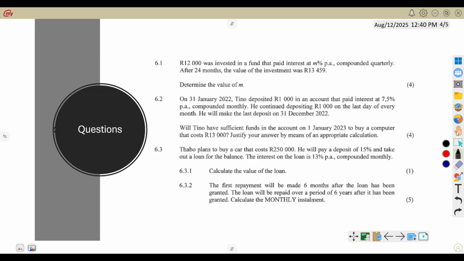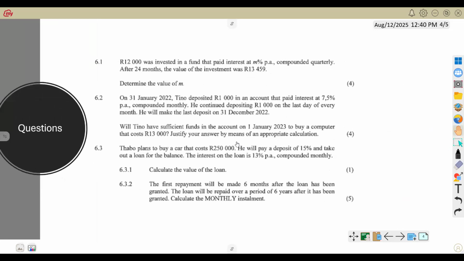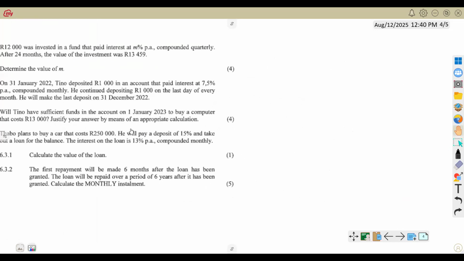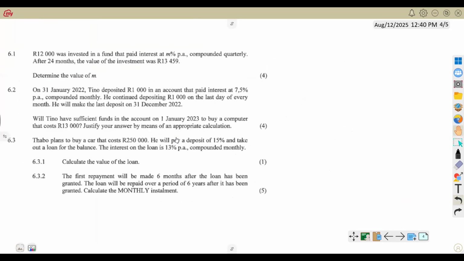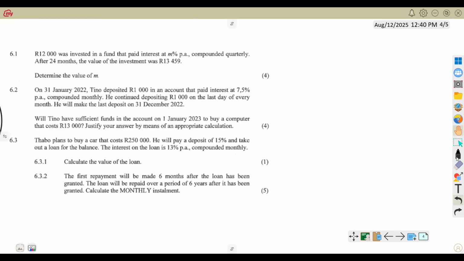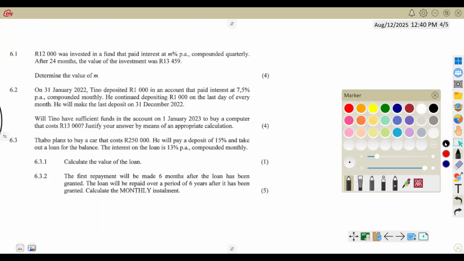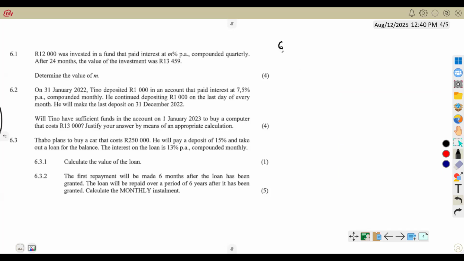Here is our question. We are going to go to question 6.1. You are given that 12,000 was invested in a fund that paid interest at this percentage compounded quarterly after 24 months. The value of the investment is given there, then you are required to determine the value of M.